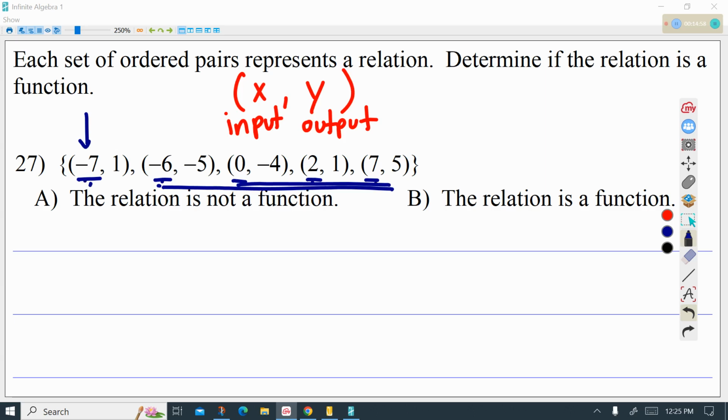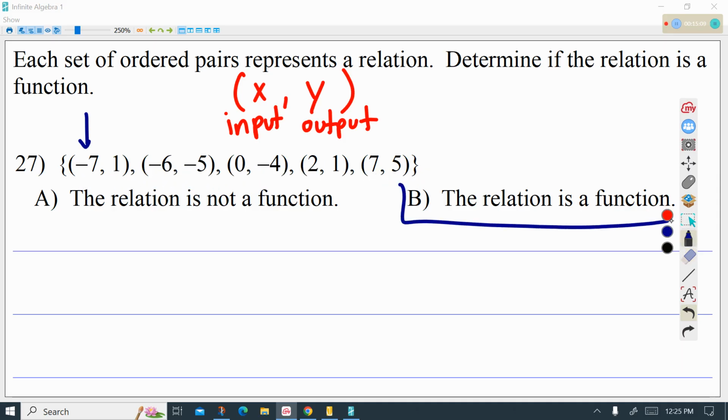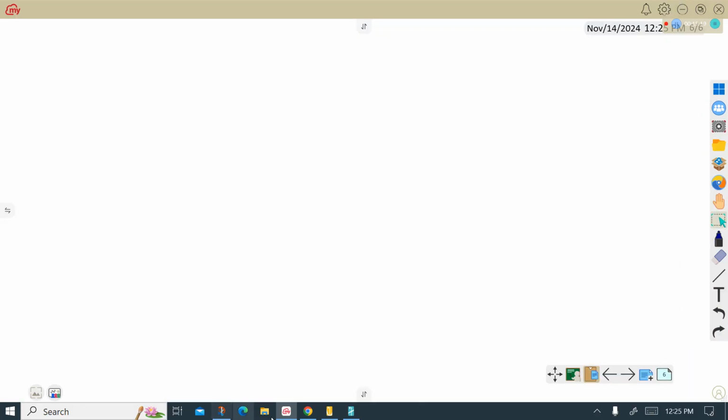None of these x values are the same. 7. I look in the x spot to find 7. So I didn't see any of those repeat. Okay? So that means that this is a function. We can't say that it's not a function. To say it's not a function, we have to find one input that has more than one output. So this one, we can move on.